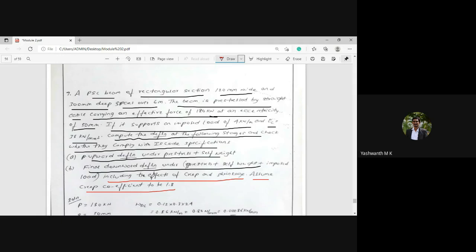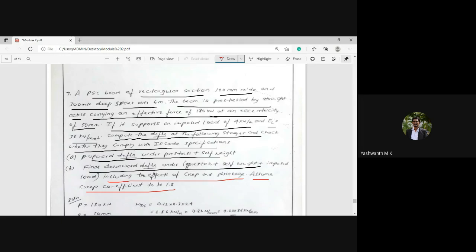Okay, so there will be two types of deflection you are going to come across in the uncracked structural PSC member. Whatever the problem I'm solving, and whatever the formulas I'm using, it is for an uncracked structural PSC member. Please note this point. It is an uncracked structural PSC member.